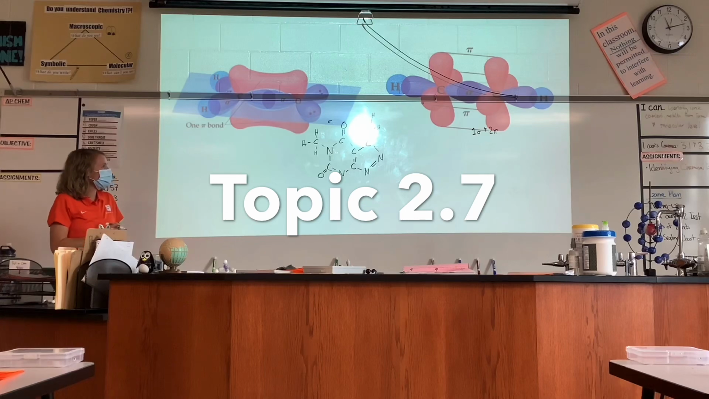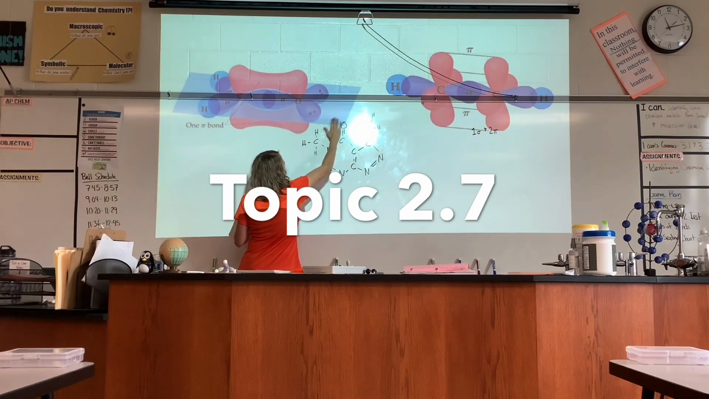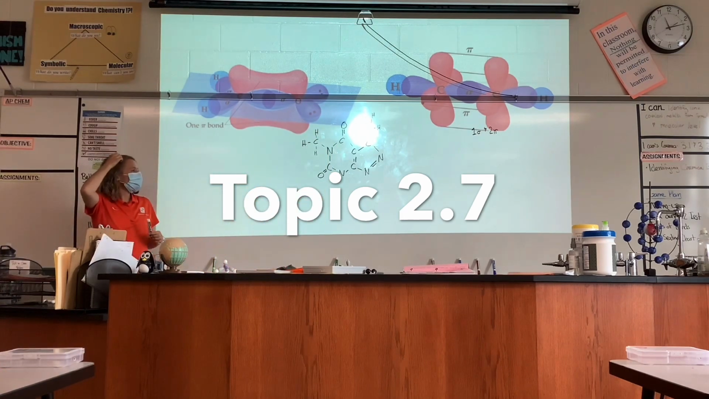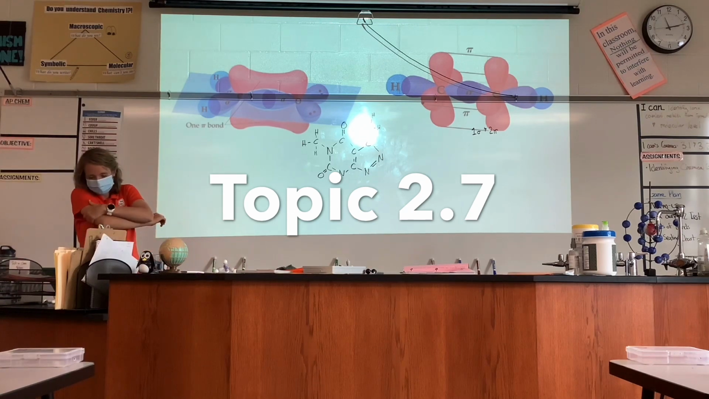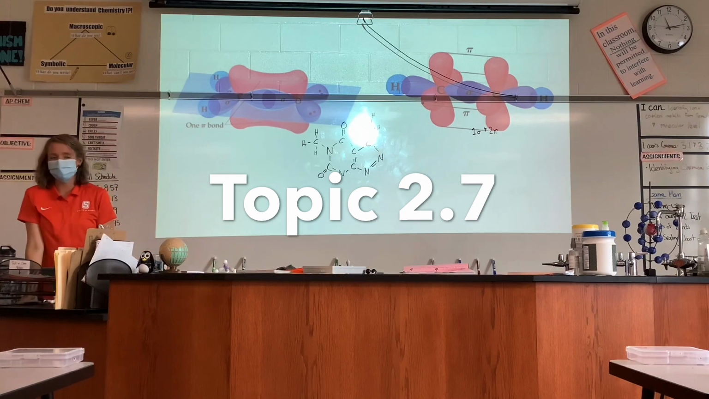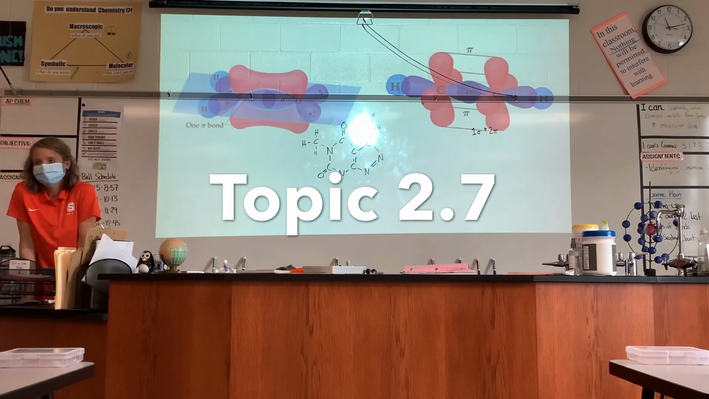Okay, count up how many total sigma and how many total pi bonds, and then write it in. You don't have to draw the molecule. This is a chemical structure for caffeine, fun fact.